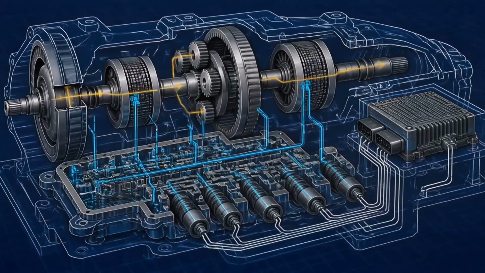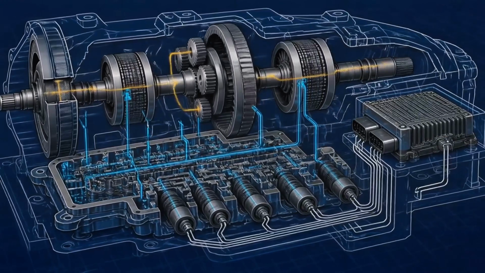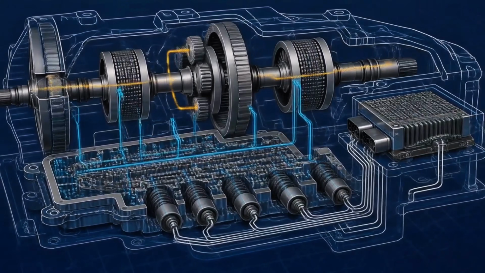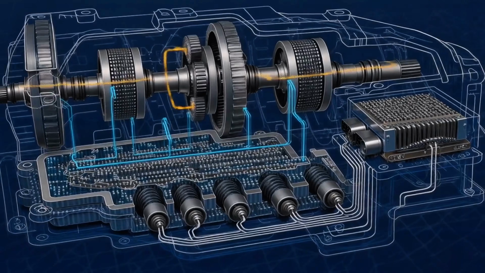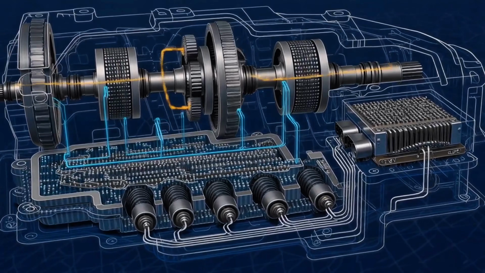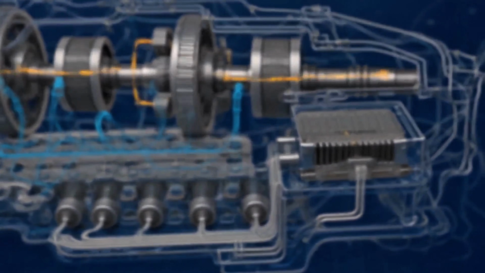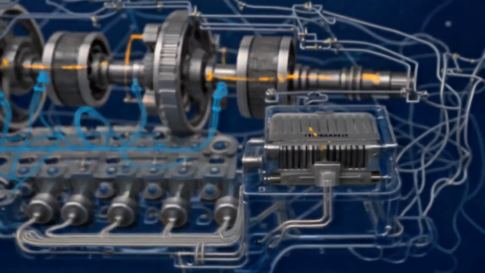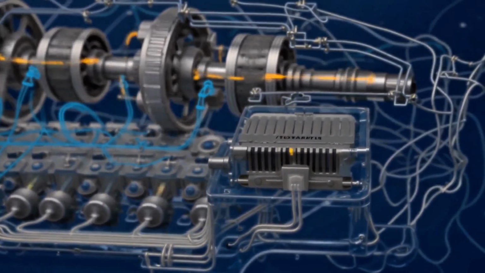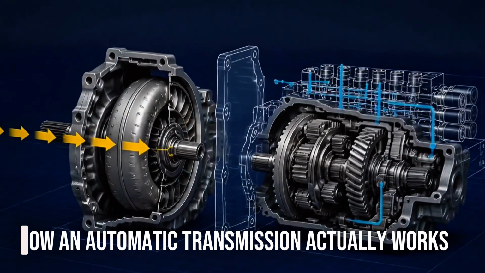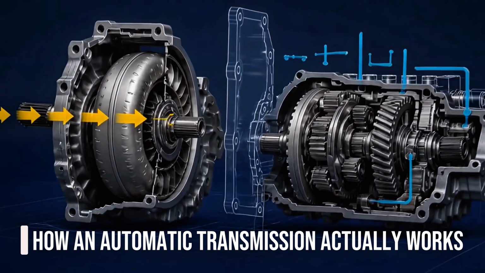It is really a mechanical decision-making system built from rotating gears, hydraulic pressure, friction clutches, and electronic control. It must multiply torque when the car starts moving, select the correct ratio as speed changes, reverse the direction of rotation when requested, and sometimes disconnect the engine from the wheels, all without interrupting the drive. So, how does an automatic transmission actually accomplish all of this?